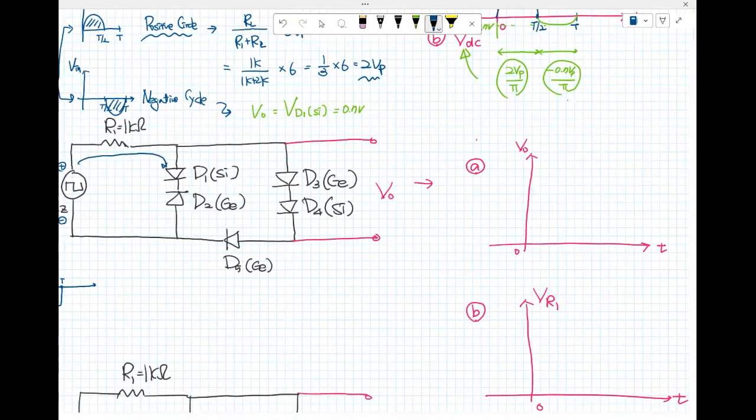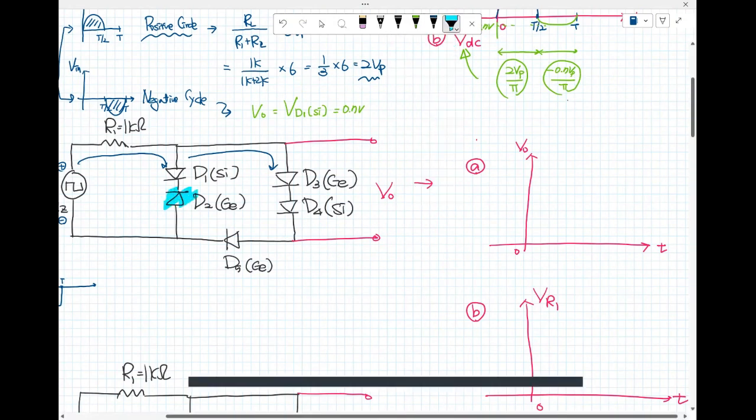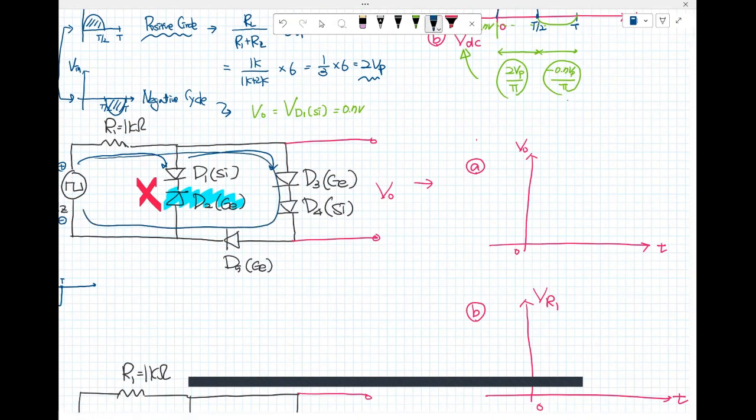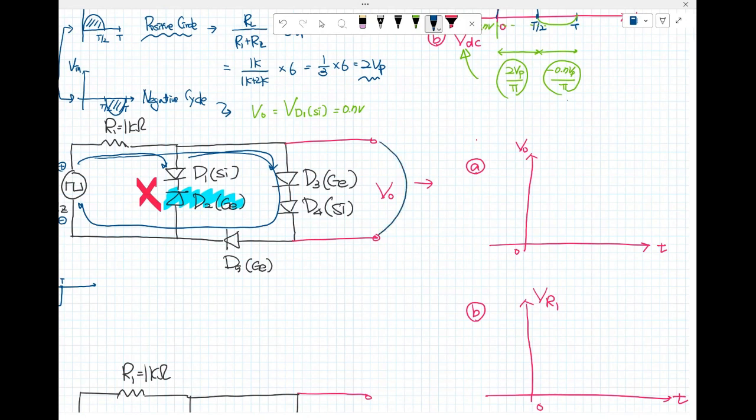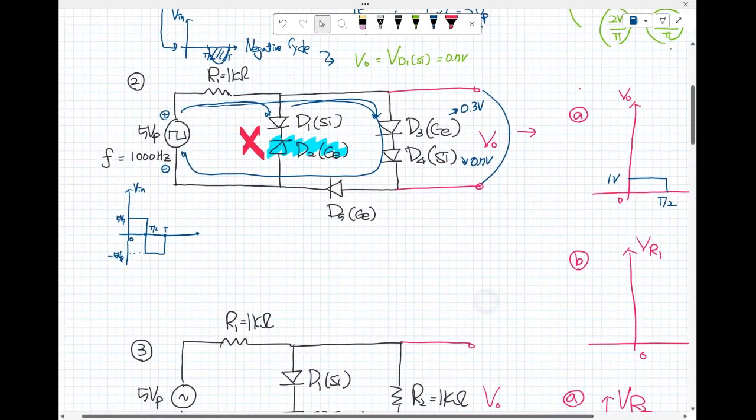Okay, so now plus. Can you see that right there? That was the reverse diode bias, right? So that was not working. No, the open circuit. So just only the current, like this one. So what is the V sub out? V sub GE, V sub SI. That was 0.3 volt. That was 0.7 volt. 1 volt. T over 2, T, 1 volt. So how about the negative one?